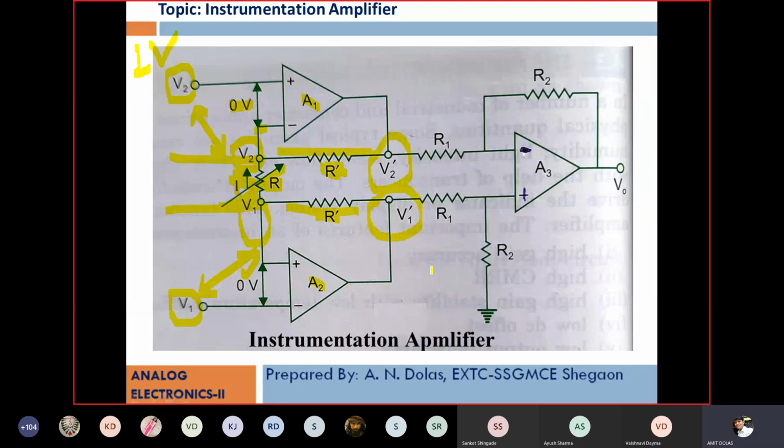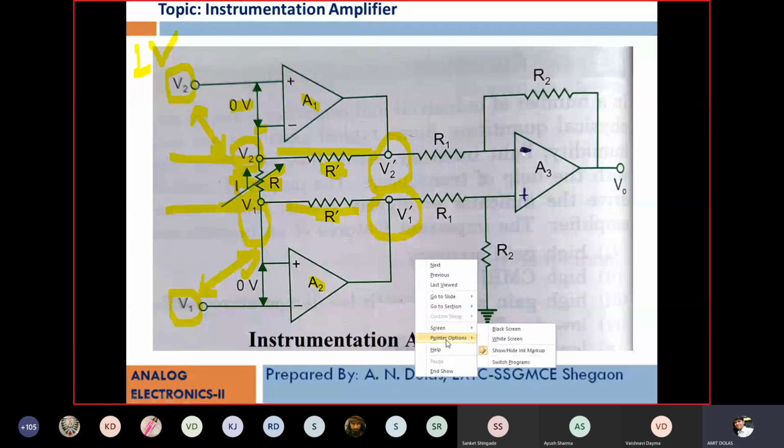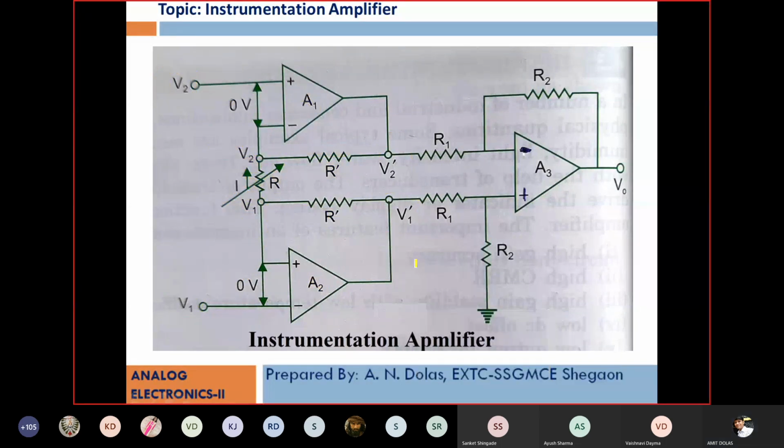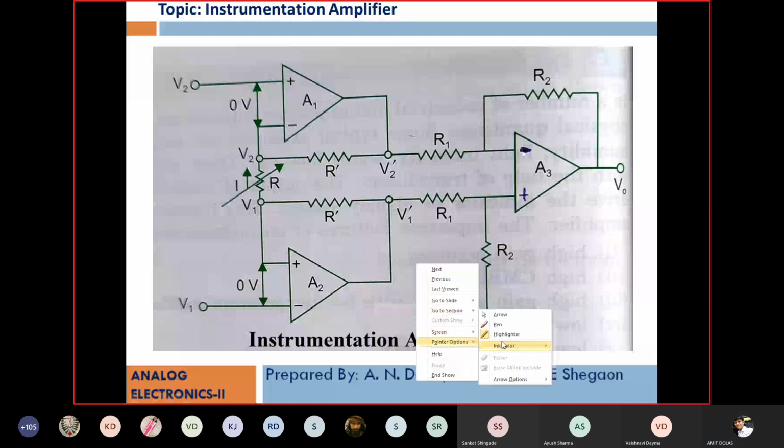V2 dash is equal to, and V1 dash is equal to. I want that. Very easy. The circuit is huge, but the analysis is very easy and very interesting. Okay, let me explain. Yes, do you have an answer?